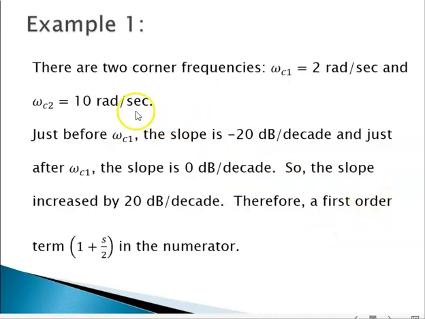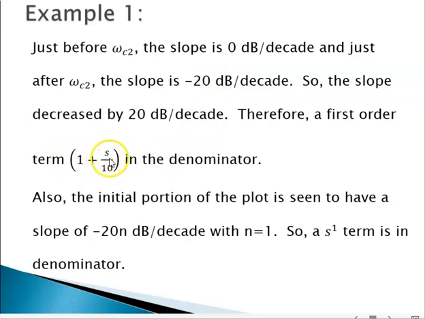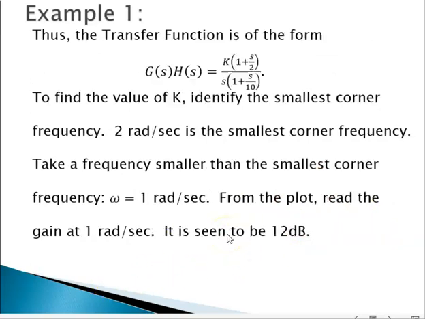We'll note all these once again. Corner frequencies 2 and 10. Just before omega c1, the slope is minus 20, and just after, the slope is 0 dB per decade. So the slope increased. Therefore, 1 plus s over 2 is in the numerator. Similarly, 1 plus s over 10 is in the denominator. And because the slope is minus 20n dB with n equal to 1, an s to the power of n term is present in the denominator. So the transfer function is of the form k into (1 plus s by 2), over s into (1 plus s over 10). To find the value of k, identify the smallest corner frequency.